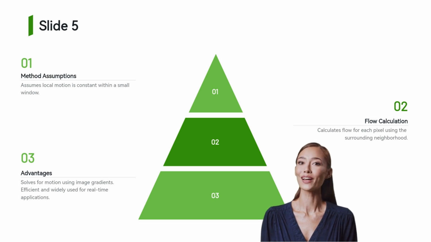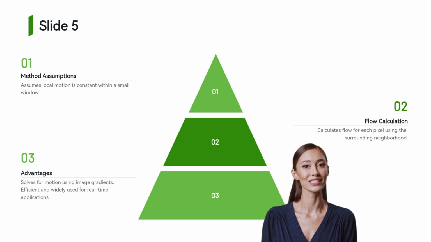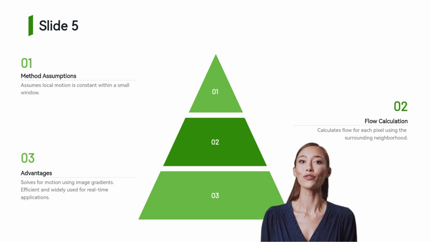FLANN is an optimized library for finding approximate nearest neighbors efficiently. It reduces the time complexity of matching, making it suitable for large datasets and real-time applications. Ratio test. To reduce the number of false positives, a ratio test is often applied.